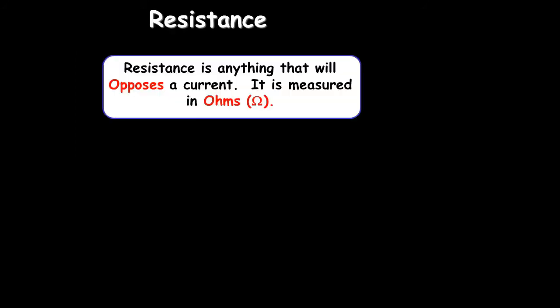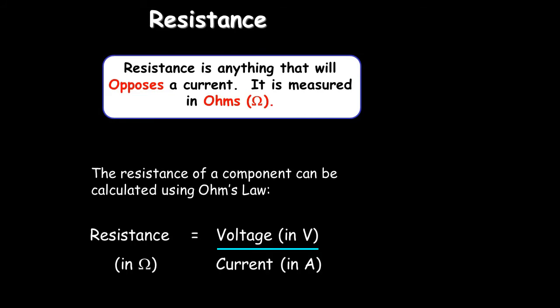Okay, moving on to resistance. Resistance is how much it resists or how much it opposes the current. So the higher the resistance, the more it tries to slow down or stop the current, and it's measured in ohms. So a higher amount of ohms means more resistance and less current.